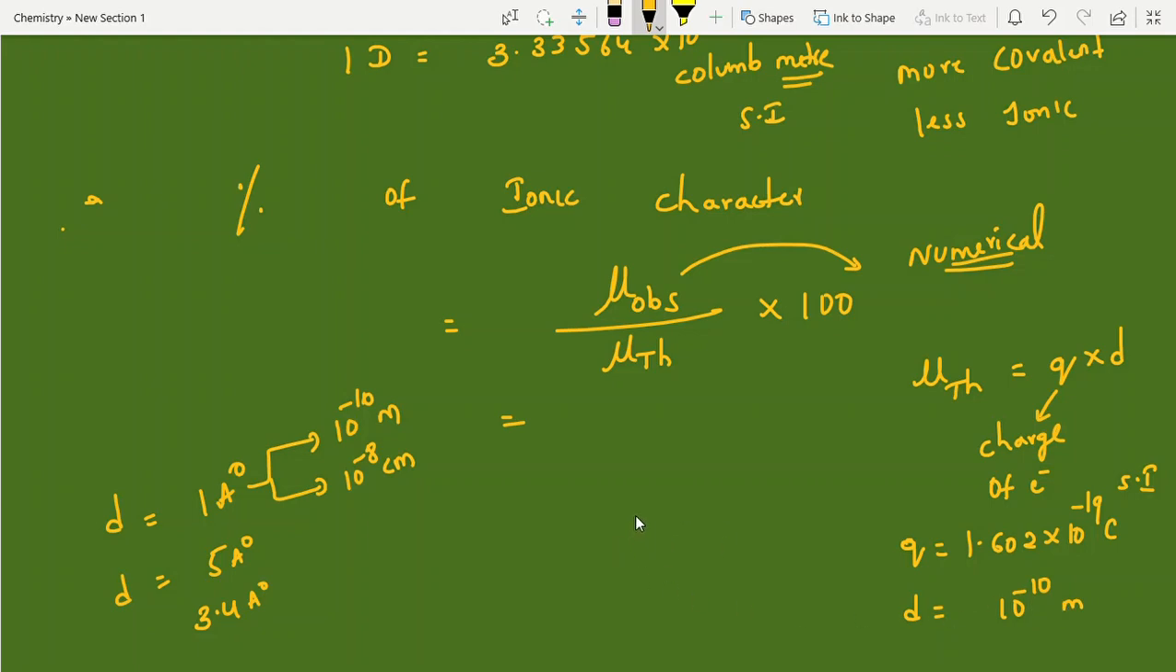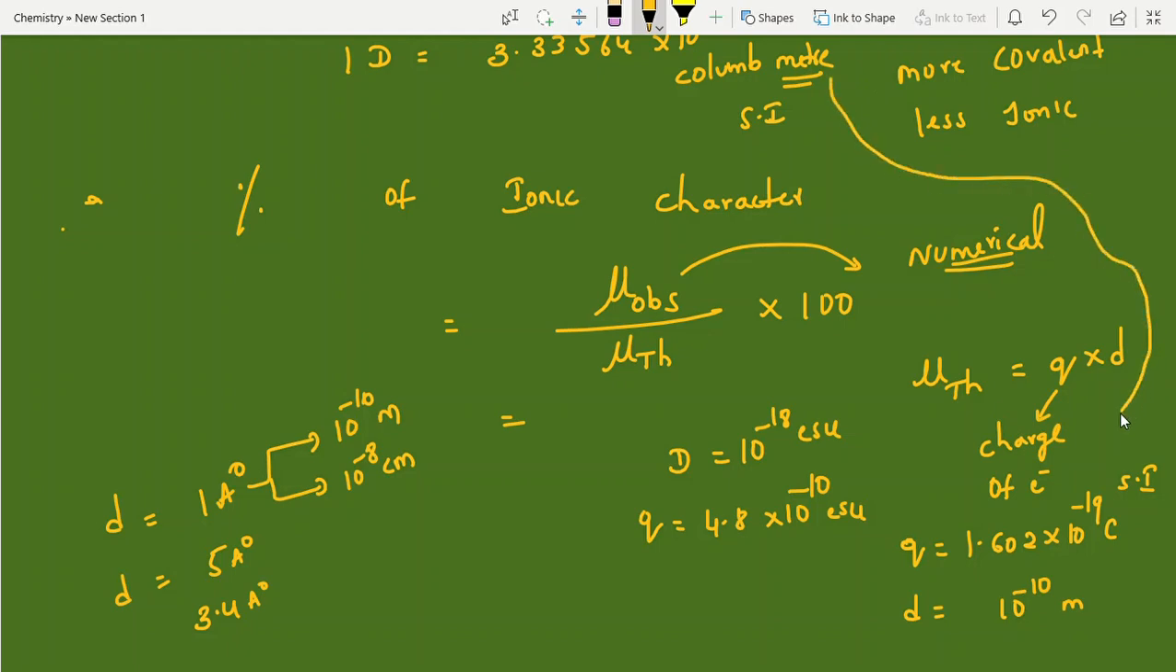Now, the next important point: if Q equals 4.8 into 10 to the power of minus 10 electrostatic units, then D you can take as 10 to the power of minus 18 electrostatic units. And if you have taken meters, then you have to take the value 3.33564. If distance is in CGS units, you take centimeters. Clear? If all are in one unit, your answer will be perfect.